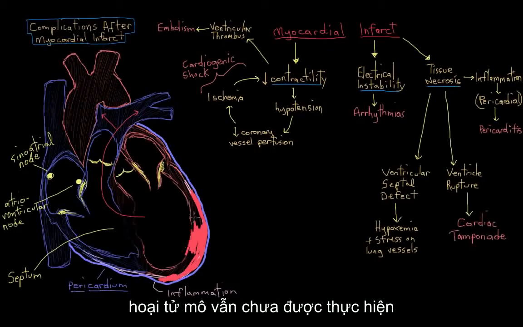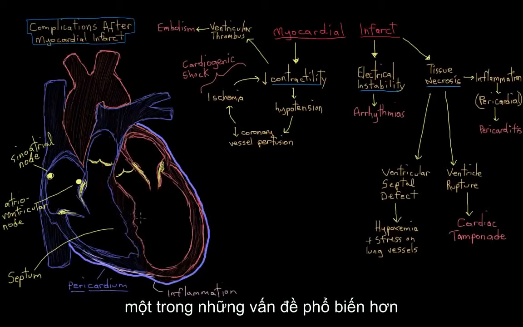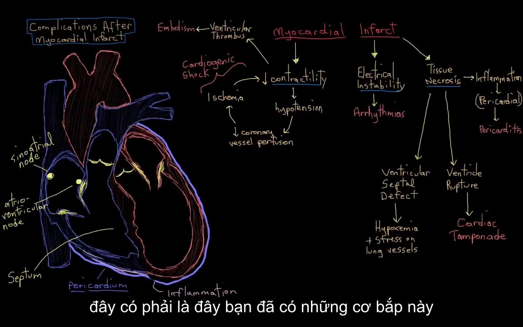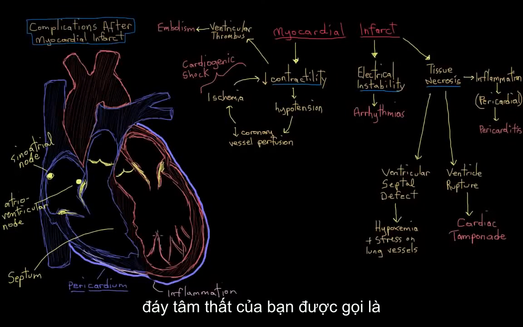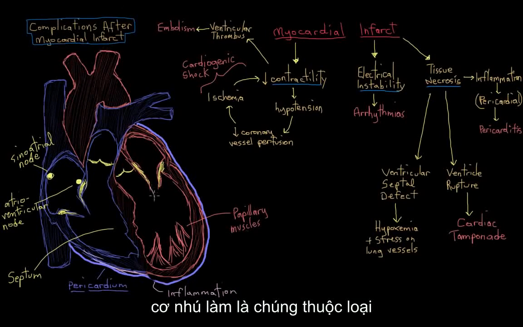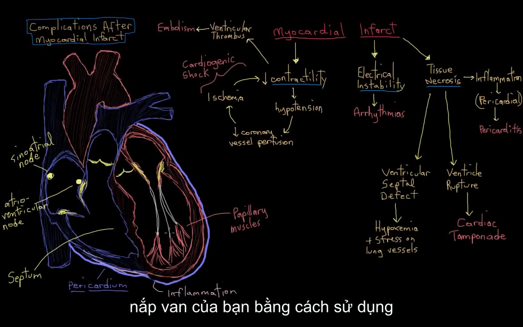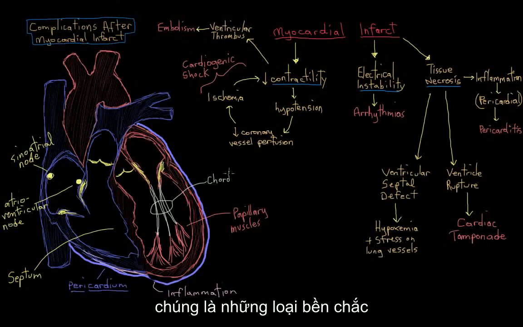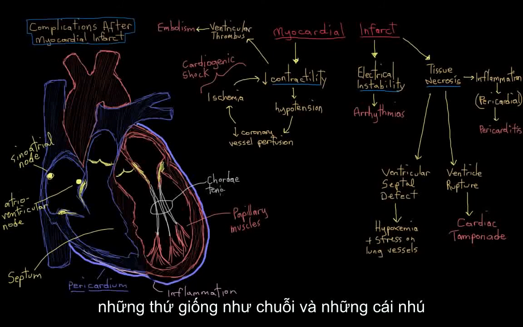Tissue necrosis is not done yet though. One of the more common issues that happens as a result of tissue necrosis is this here. You've got these muscles in the bottoms of your ventricles called your papillary muscles. And what your papillary muscles do is they hold on to the cusps of your valves, the flaps of your valves, using these structures called chordae tendineae. They're these tough, durable, string-like things.